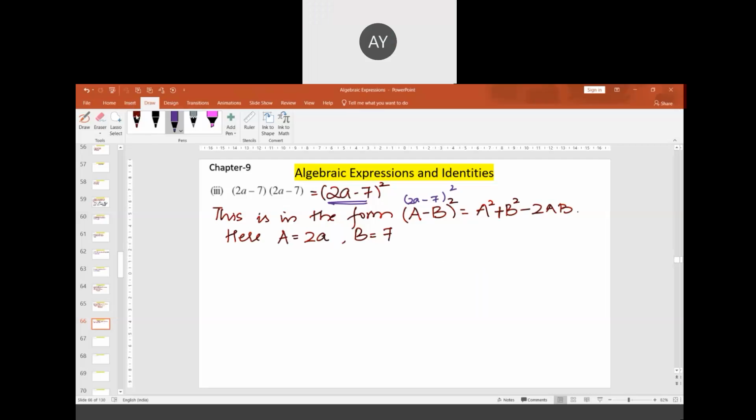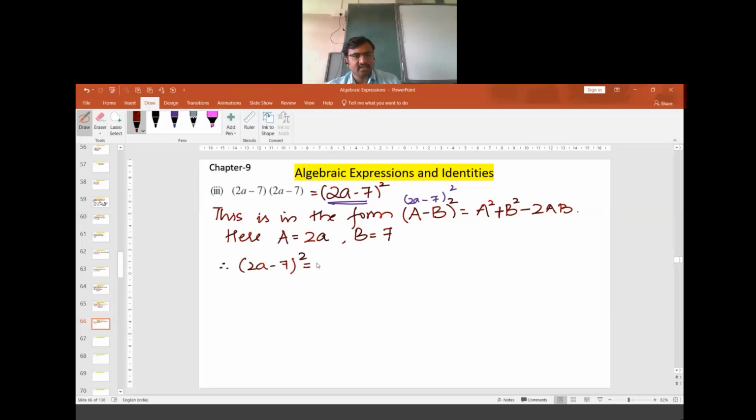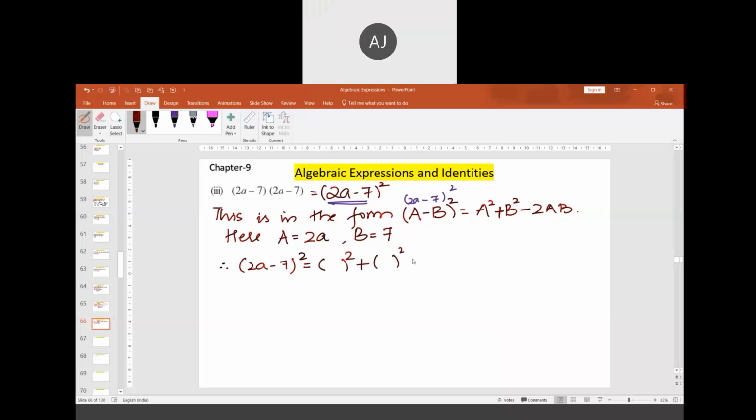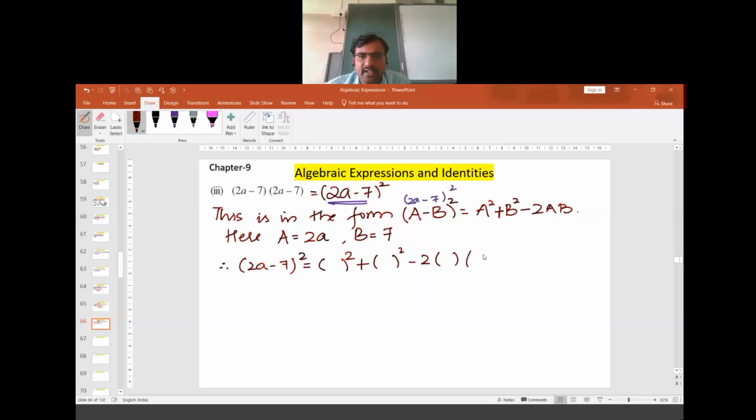Alright. Now we will use the identity. Therefore, 2a minus 7 whole square will be equal to 2a whole square plus 7 square minus 2 times 2a into 7. This becomes 4a square plus 49 minus 28a. Yes, it's easy.